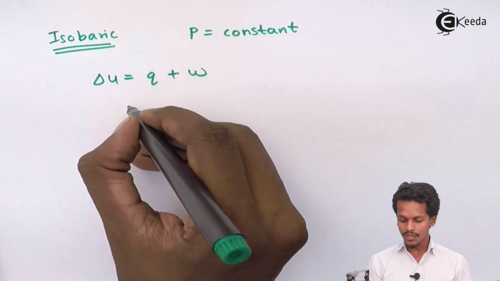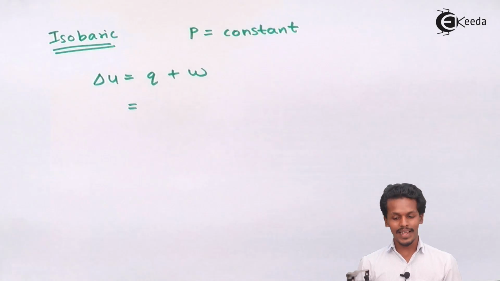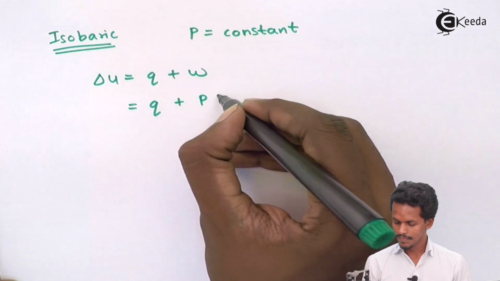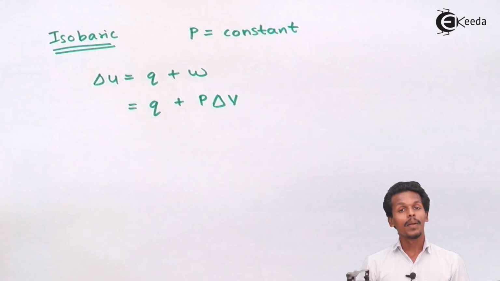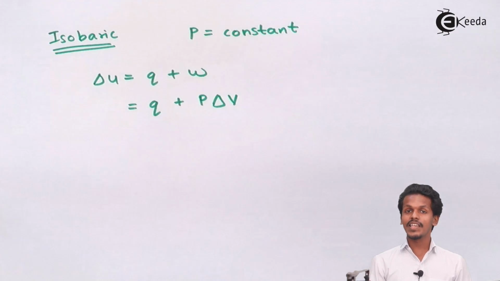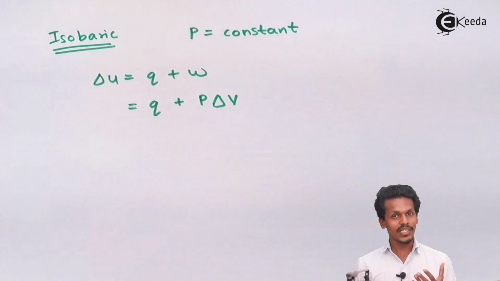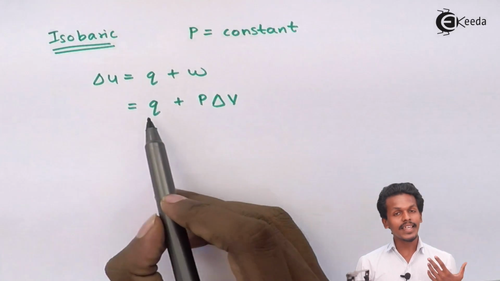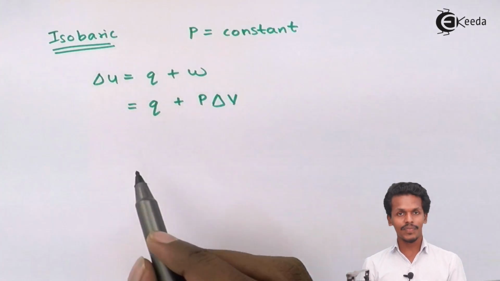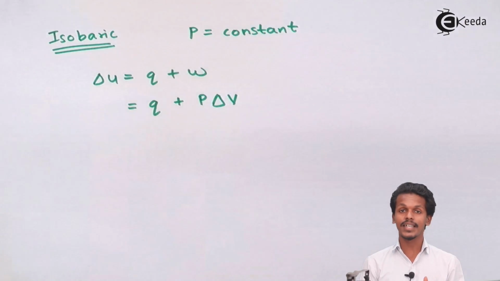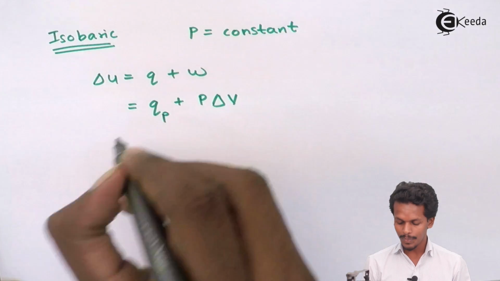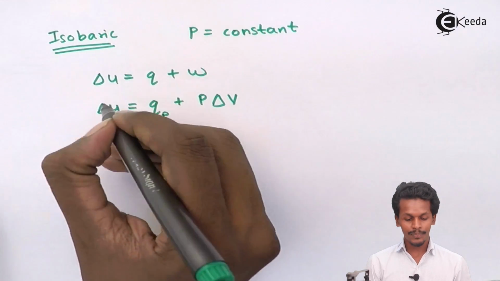But we can also write the equation as Q is equal to P delta V. And in this case, because the pressure is set to be constant, the heat that we are talking about, the value of Q, will also remain constant with respect to the pressure. So I will name it as QP, and this is delta U.